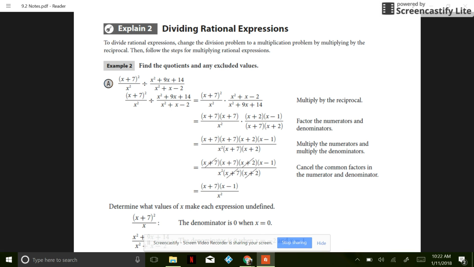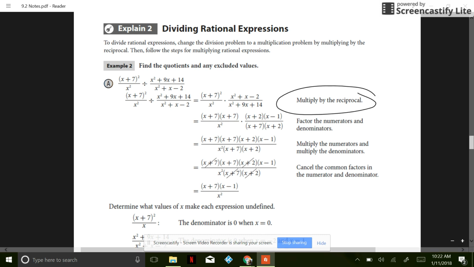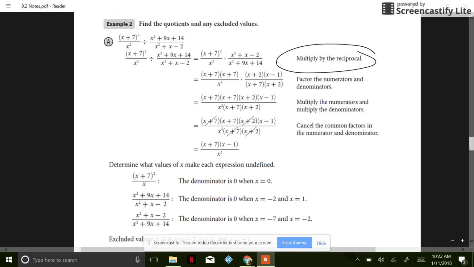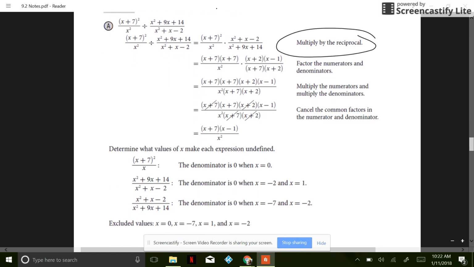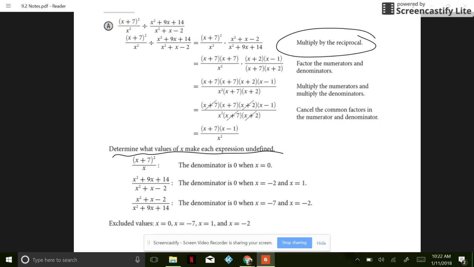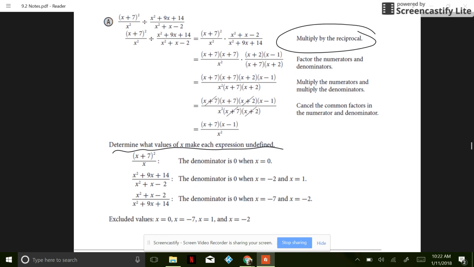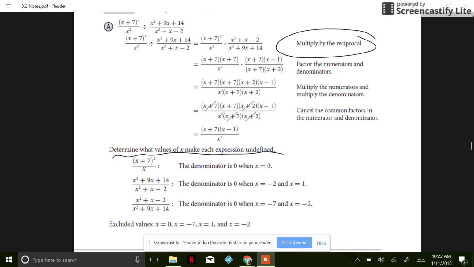So to divide rational expressions, change the division problem to a multiplication problem by multiplying by the reciprocal, then follow the steps for multiplying rational expressions. So that's the key thing here. We're going to multiply by the reciprocal. We have to be extra careful, though, when we're determining what values of x make the expression undefined. We have to look at the original functions as they're given to us.